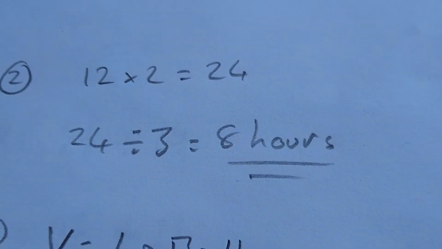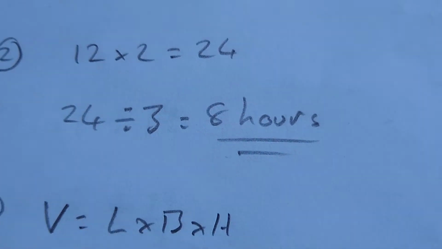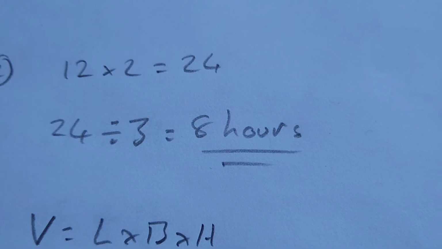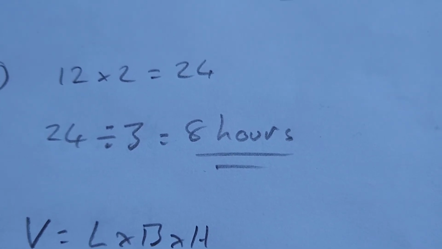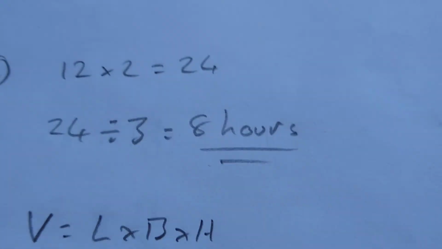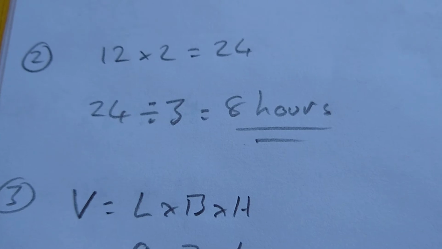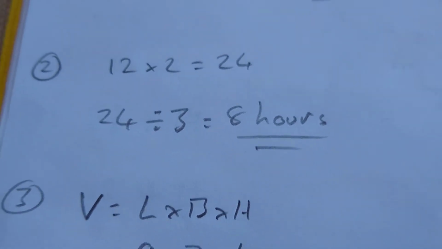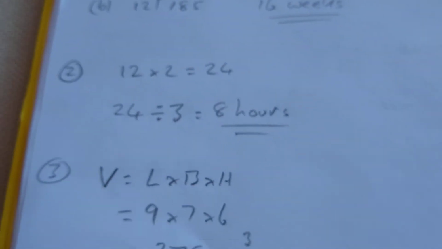So if it takes 2 workmen 12 hours, in total that'd be 24 hours of work, because each person's worked 12 hours. So the first guy works 12 hours, the second guy works 12 hours. In total there's 24 hours of work being done. So if there's 3 people to do 24 hours of work, 24 divided by 3, it would be 8 hours each.